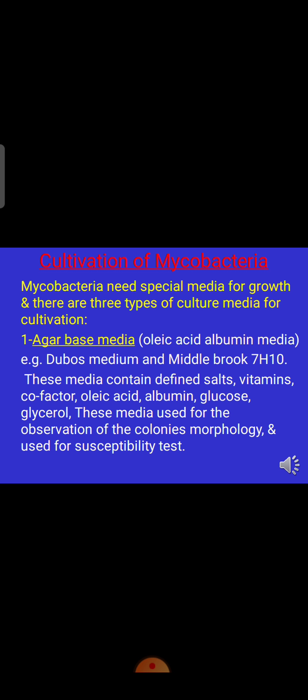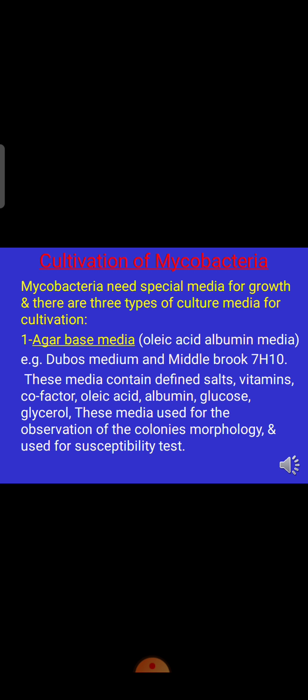Cultivation of mycobacteria. Mycobacteria need special media for their growth. There are three types of culture media used to cultivate mycobacteria. The first type is the agar-based media. Originally they were called oleic acid albumin media because this media contains oleic acid and albumin in its composition.